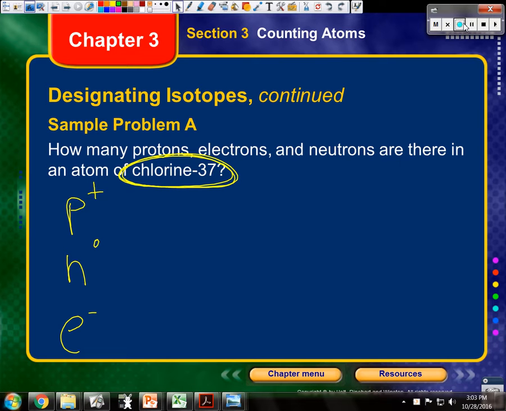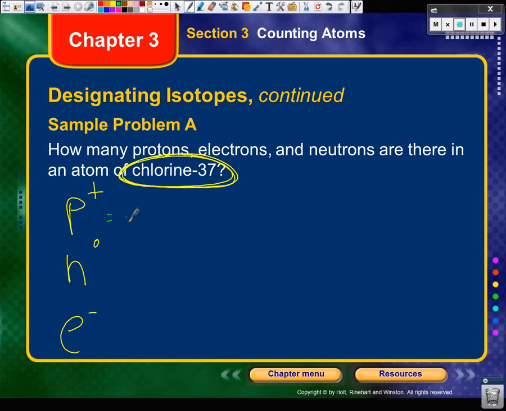The first thing I'm going to look at is what is my element. Up here on the wall, chlorine is what number? What does that number refer to specifically? That's the atomic number. And the atomic number is what by definition? All right, so I know for a fact that the number of protons is 17, because that's the atomic number for chlorine.